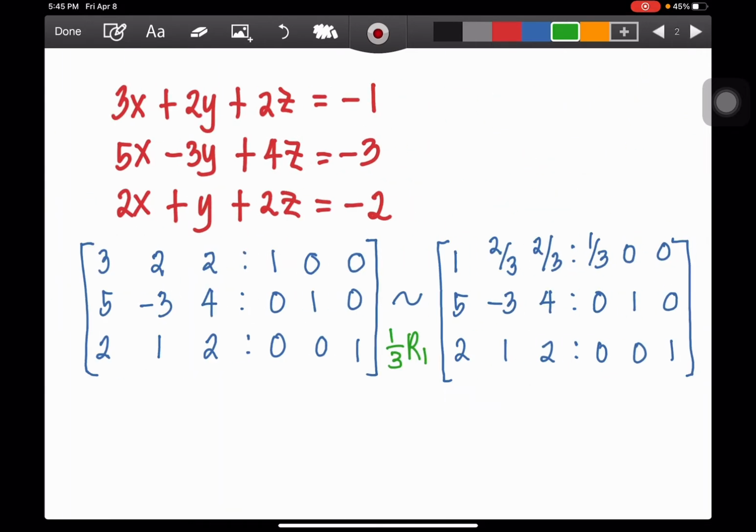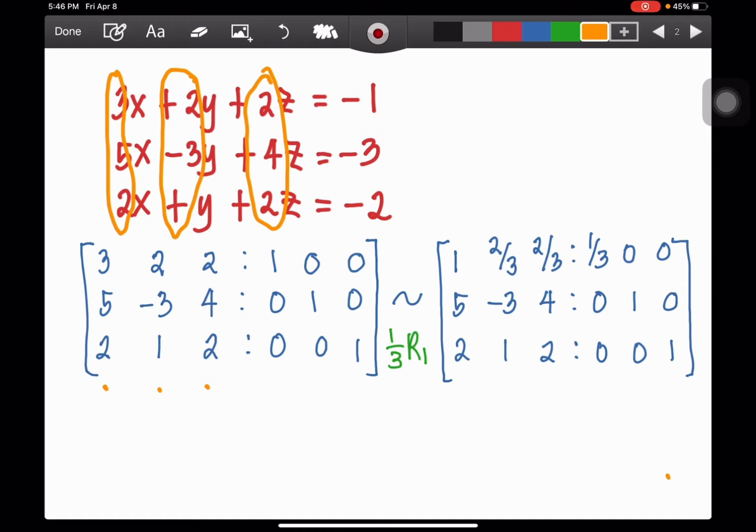Okay, so suppose we are given 3x plus 2y plus 2z equals 1, and 5x minus 3y plus 4z equals negative 3, and 2x plus y plus 2z equals negative 2. So we're going to get the coefficients. The coefficients are 3, 5, and 2. We also have positive 2, negative 3, and 1, and 2, 4, and 2.